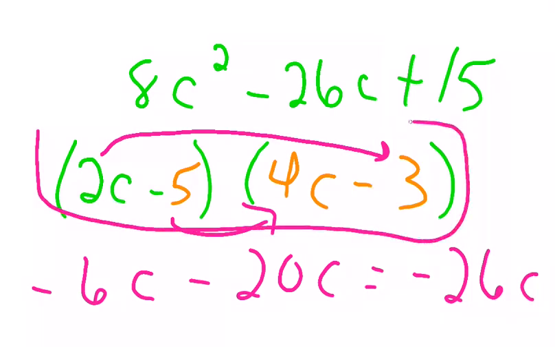So this is our answer. 2c minus 5 times 4c minus 3.